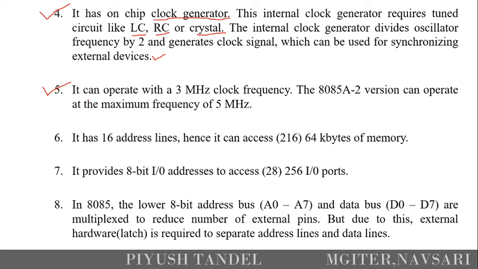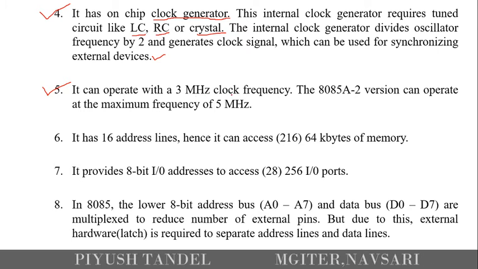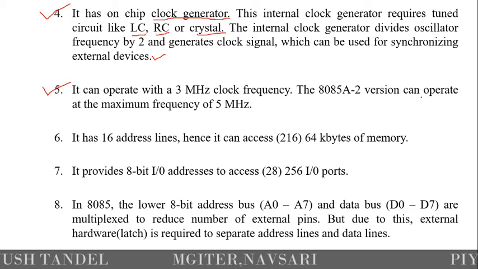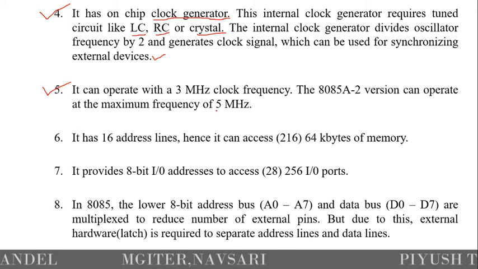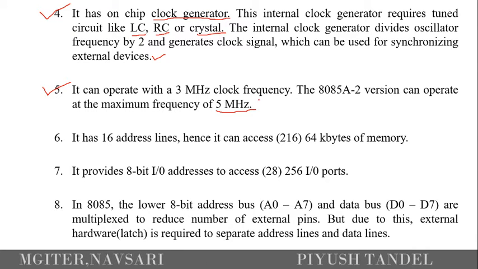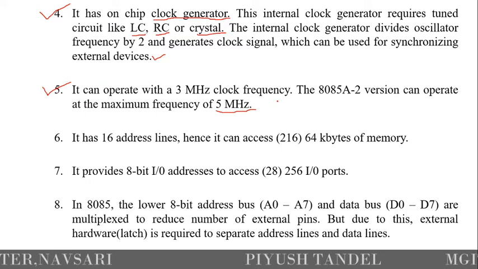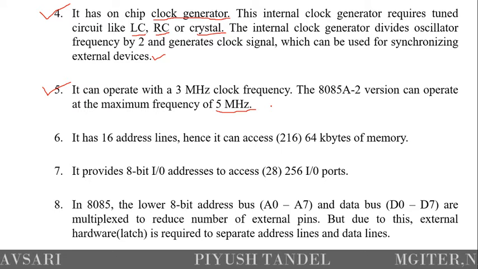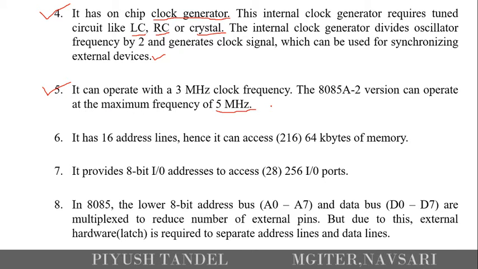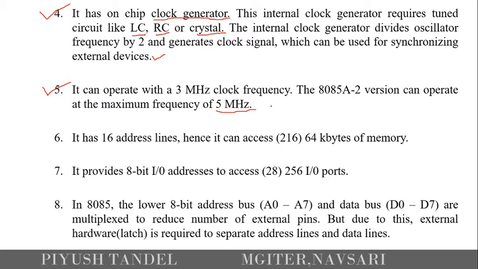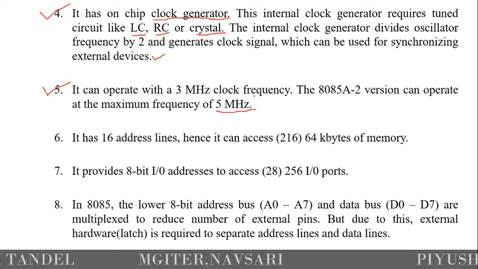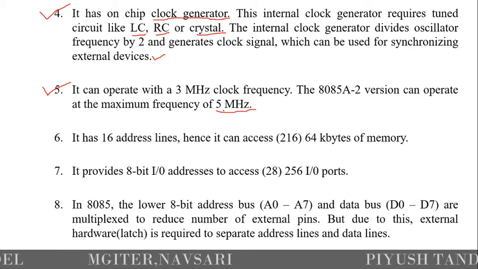Now the fifth one, that is, it can operate with a 3 megahertz clock frequency. The 8085A2, that is the version 2, can operate at a maximum frequency of 5 megahertz. So we can easily say that the higher the frequency rate, the faster our microprocessor is going to work. So if our microprocessor is going to work at a lesser frequency, at that time the speed of response is going to be reduced. And if the frequency of the microprocessor is increased, at that time the speed of the processor is going to increase. So for speed efficiency, that's why we require higher frequency.